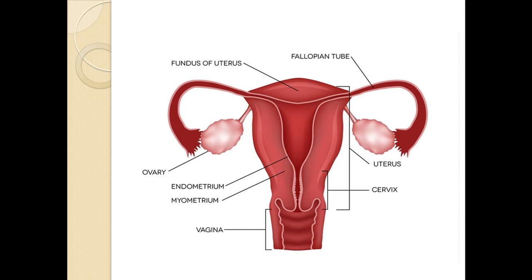The endometrium undergoes cyclical changes during the menstrual cycle. See this endometrium. During the menstrual cycle, it undergoes cyclical changes, and the myometrium exhibits strong contractions during the delivery of the baby, which are known as labor pains. So the myometrium is related to labor pain, that is, strong contractions during delivery, while the endometrium is related to the cyclical changes during the menstrual cycle.